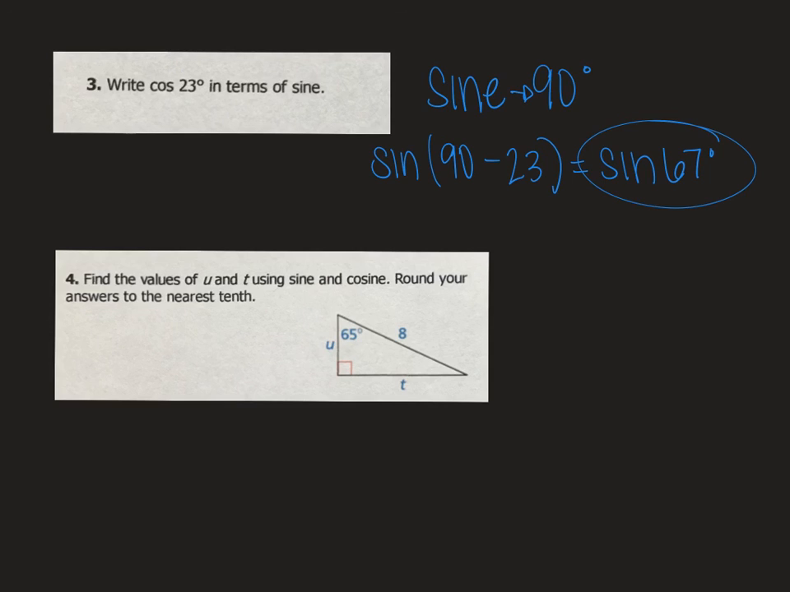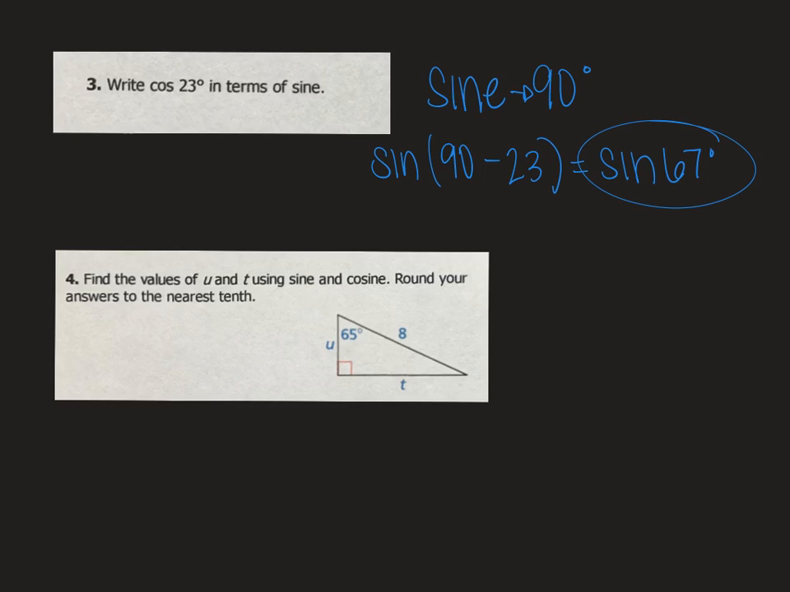And if you weren't sure, what you could do is type in your calculator sine of 67, hit enter, and then do cosine of 23 and hit enter, and you should get as a decimal about 0.92 for both of those. So you should get the exact same decimal answer if you were to type those into the calculator. That'll work for any sine or cosine value.